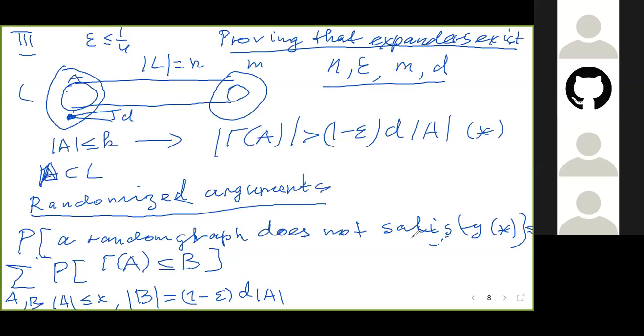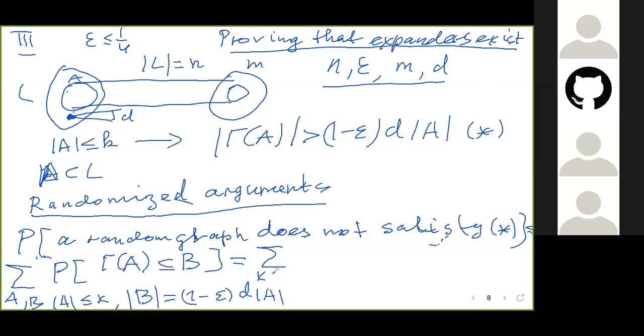So if our graph doesn't satisfy the expanding property, then there is a set A of at most K nodes and some set B of exactly that many nodes such that all neighbors of A are inside B. Понятно это? Да. Okay.